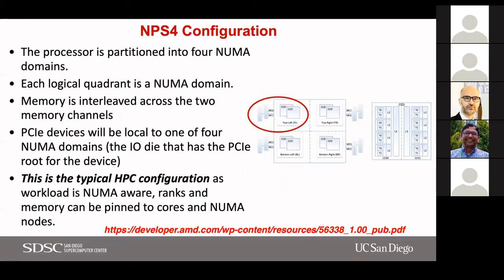So the one that we're typically going to use on an HPC system, because typically our workloads are NUMA aware, and ranks and memory can be pinned appropriately, so you have some control of what you're doing. So it's efficient to do this kind of configuration, where each quadrant is basically a NUMA domain. In each NUMA domain, you have 2 CCDs, so that's 16 cores, 2 memory channels, and 32 PCI lanes. The PCI devices will be local to one of the 4 NUMA domains. So that's the thing to keep in mind. And then this is kind of what we'll be using.